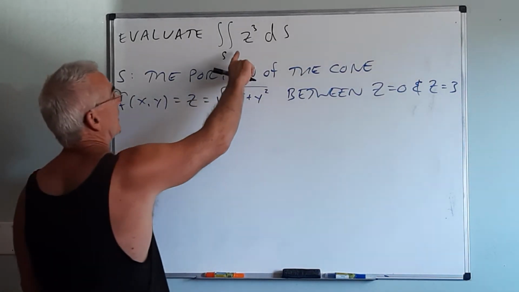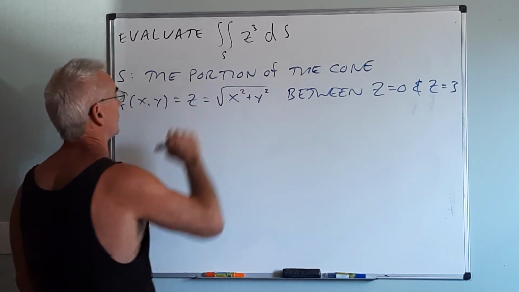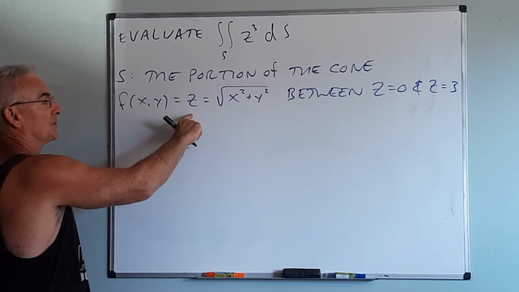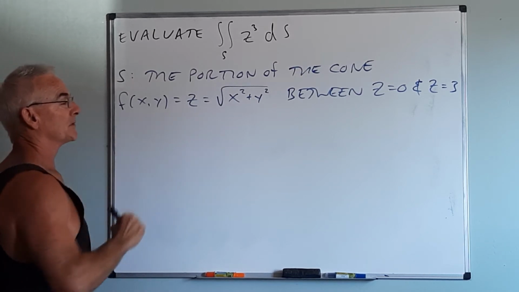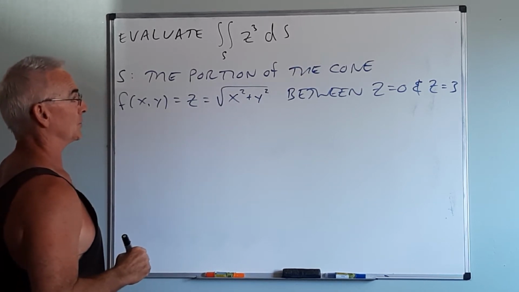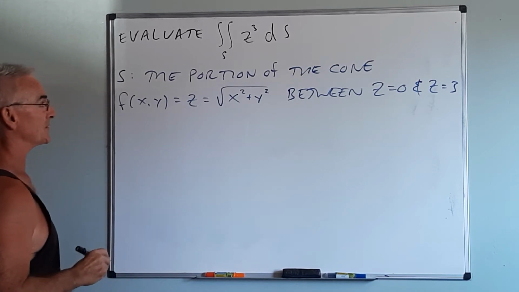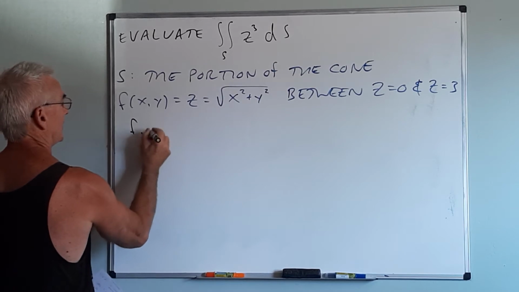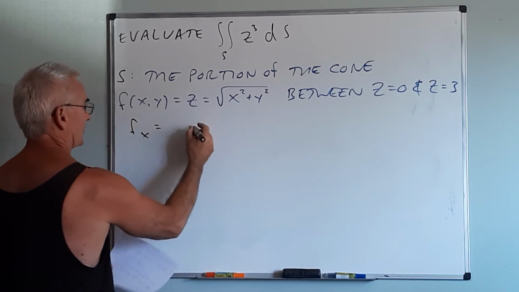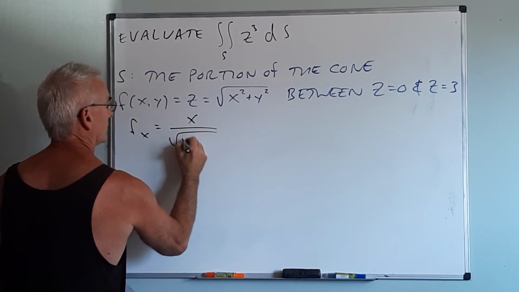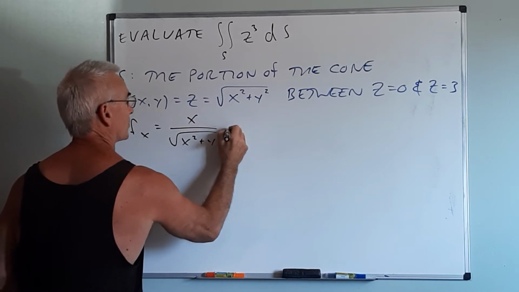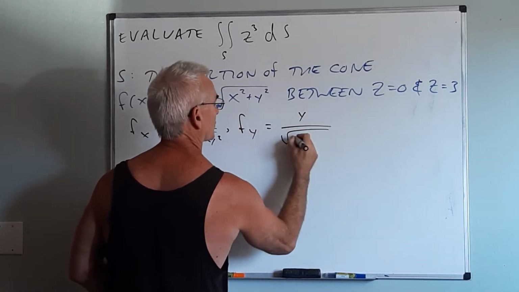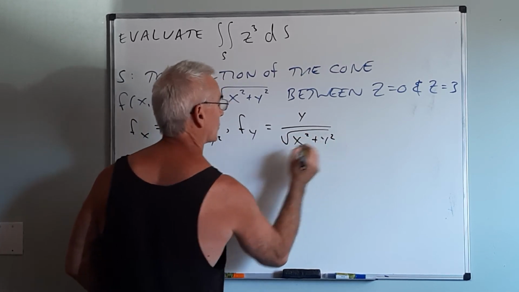I want to evaluate this particular surface integral here, where our surface is the portion of the circular cone z equals square root of x squared plus y squared between z equals 0 and z equals 3. So we have to start by finding our surface area parameter. So we'll find fx, which in this case will simply be x over the square root of x squared plus y squared. Fy will be y over the square root of x squared plus y squared.